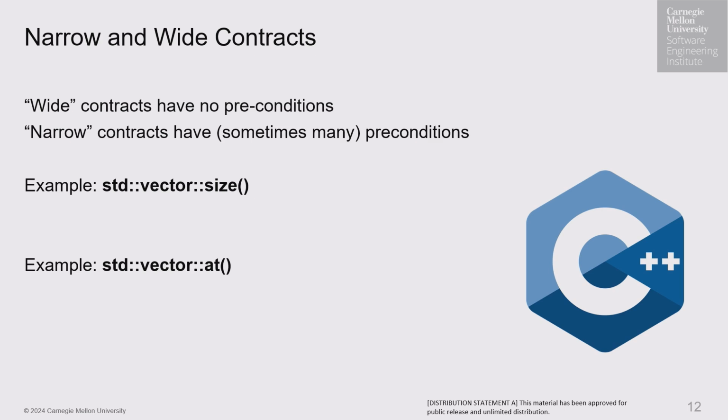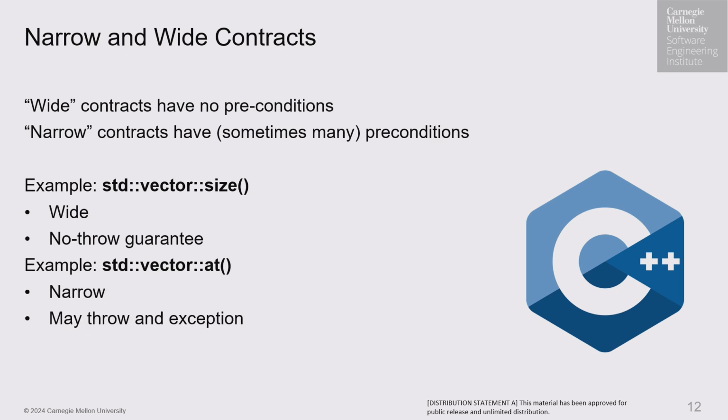Contracts have a property. They can either be narrow or they can be wide. Wide contracts have little or no preconditions. Within C++, we have the standard vector data structure, and it's got two pieces of its API, the size function and the at function. So size is a wide contract. If you have a vector, you can call size on that vector, and it's not going to throw an error. It's going to return whether you put objects into that vector or not, right? So this is an example of a wide contract.